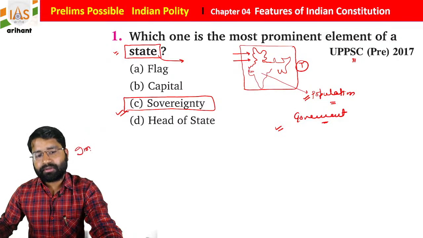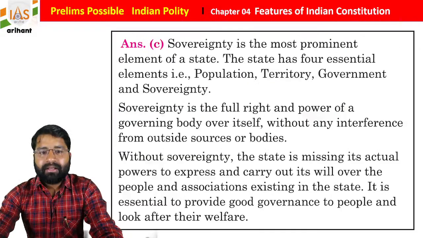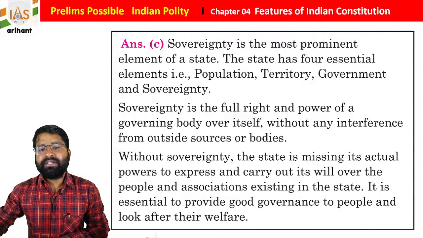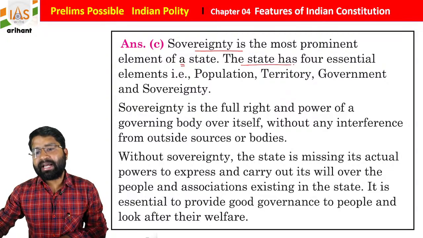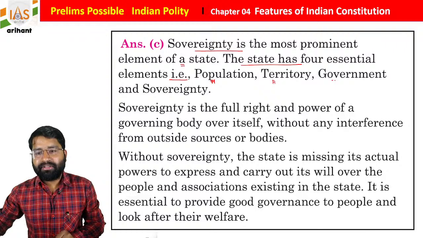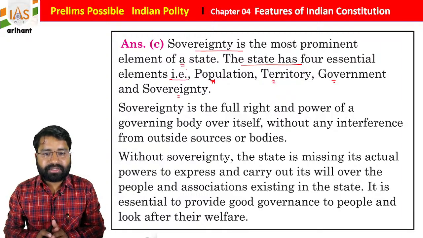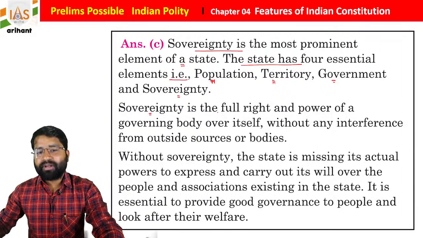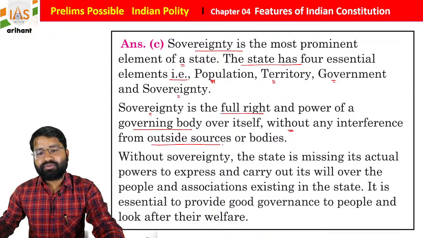This is going to be important for your coming examination, so be very careful. We have also added an explanation, so let me explain this here. If you see, sovereignty is the most prominent element of a state. The state has four essential elements: population, where you are going to rule, territory, along with that government, and sovereignty. So these are the four important elements for a state, students. And sovereignty is the full right and power of a governing body over itself without any interference from outside sources or bodies.